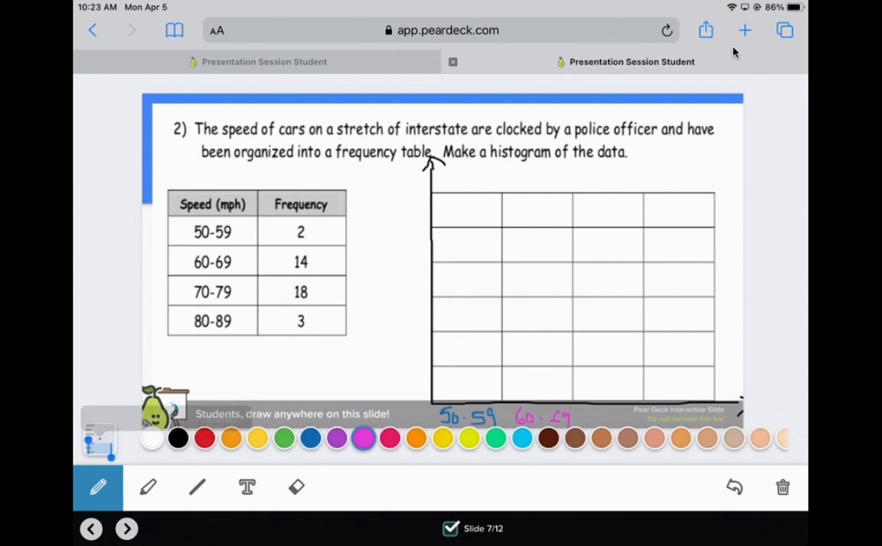60 to 69. Yep. So basically this one is the x-axis, this one is the y-axis. Okay, so we have 70 to 79. The last one is 80 to 89. Okay, the frequency is from the lowest, 2, to 18. So I have 1, 2, 3, 4, 5, 6.